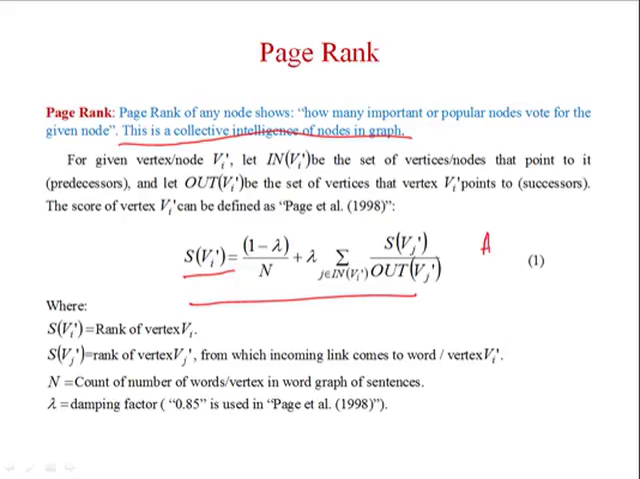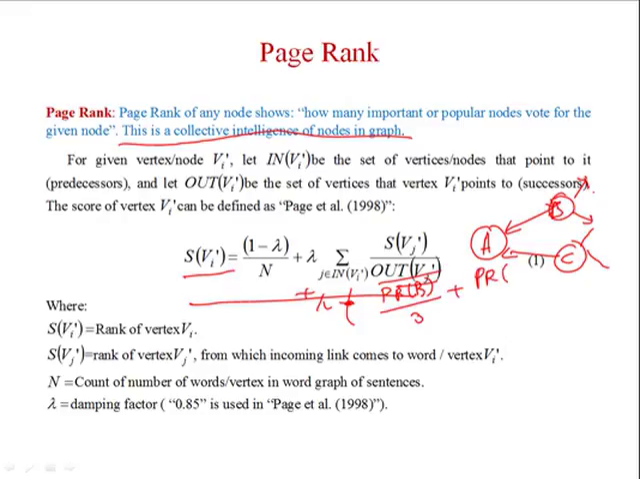For example, suppose we have to rank page A and incoming links are coming from pages B and C. Both pages have some outgoing links. Then this part will be lambda into page rank of B divided by number of outgoing links, which is equal to 3, plus page rank of node C divided by number of outgoing links. This will be the page rank of page A.